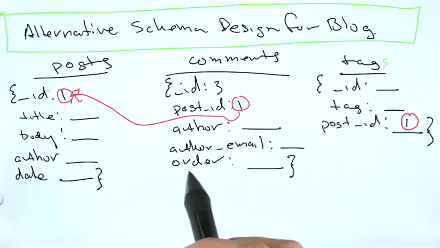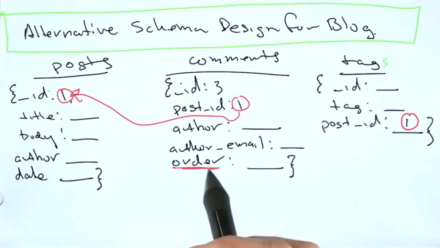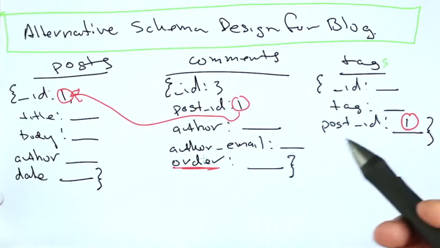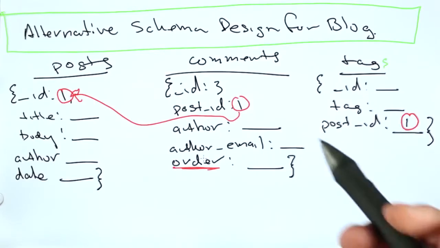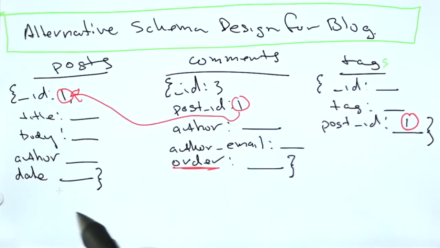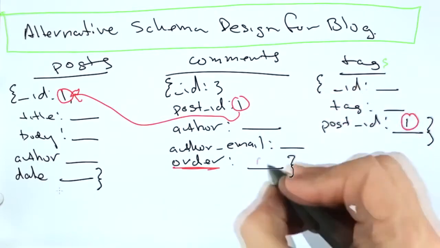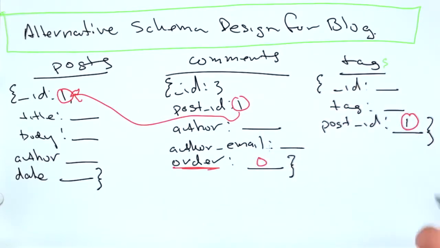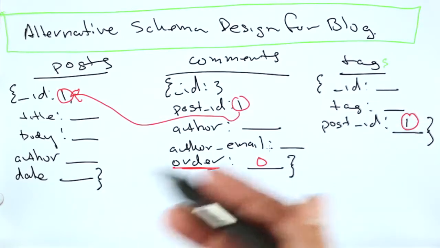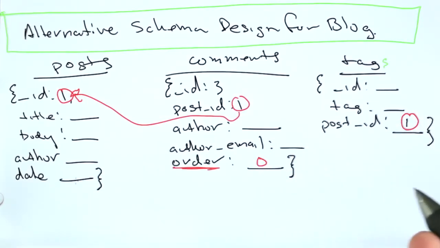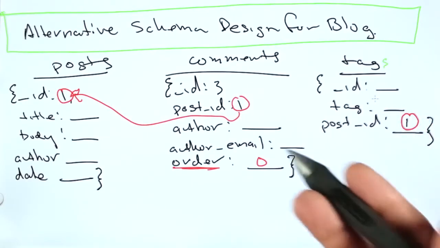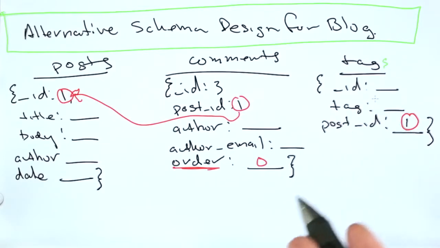We'd now need an order attribute, because remember these comments are ordered on the blog post, and whereas we got that for free when we embedded them because arrays are ordered, now we'd have to have the order. If there were 5 comments, one of them would have an ordinal value of 0, one would have an ordinal value of 1, 2, 3, etc. And then finally, for the tags, we'd have to have multiple tag entries. So to file this post into 3 tags, we'd have to have 3 different documents in this tags collection.